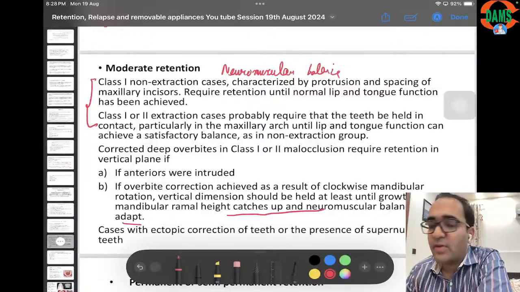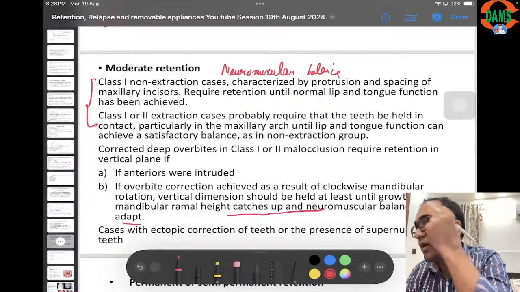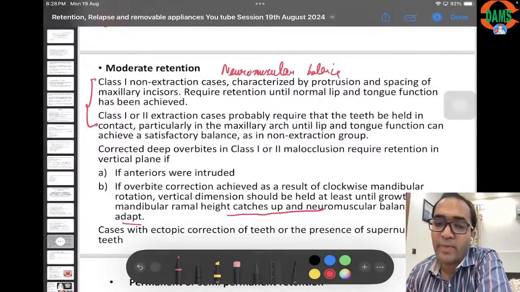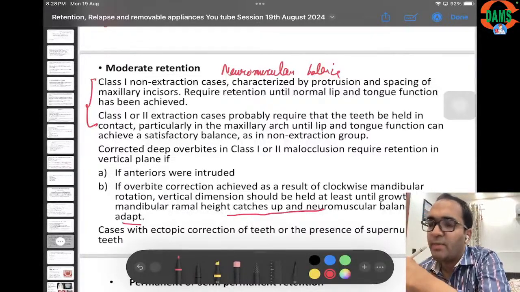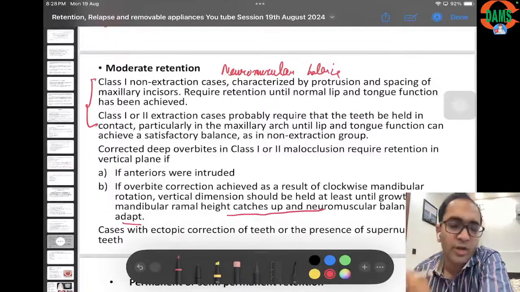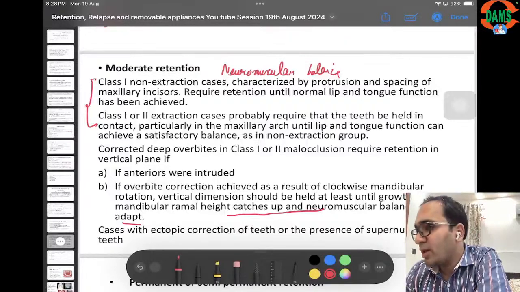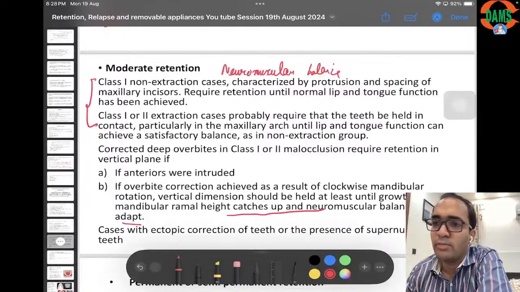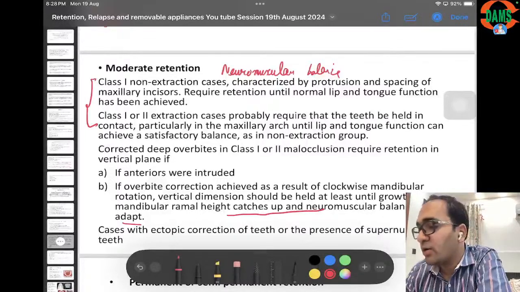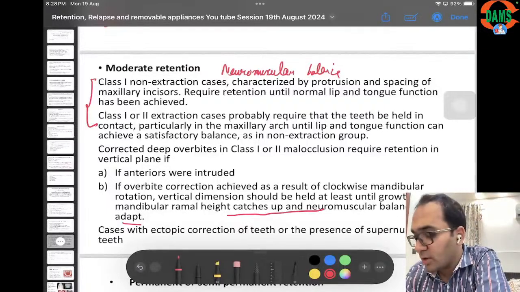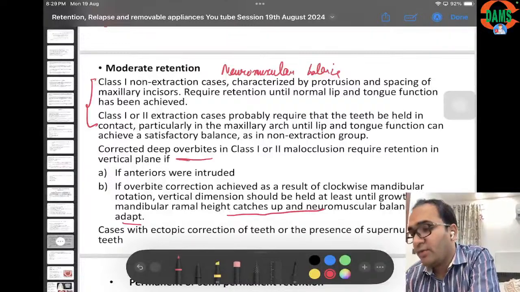What it means to say is that once we have achieved the overbite correction through the rotation of the mandible, meaning we have rotated the mandible backward through various means, either through eruption of the molars or through any growth appliance, retention should be there till the growth is happening, so that the neuromuscles, the muscles surrounding the mandible, which are attaching it to the skull, reorganize to this new position. I hope it's clear, the corrections which are done in the vertical plane.